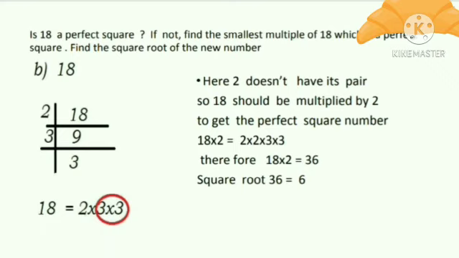So 18 into 2 is equal to 2 into 2 into 3 into 3. So here we can see 2 is having a pair and 3 is also having a pair. So 18 2s are 36. Now the square root of 36 is 6.